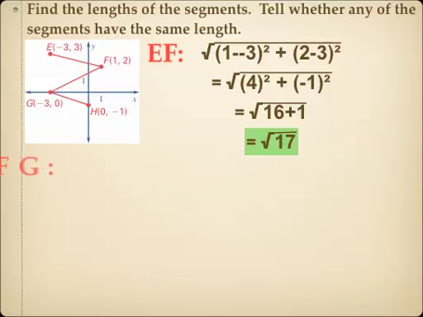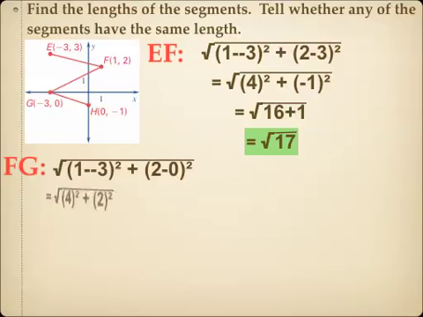Now I'm ready to find the length of segment FG. This time I'm using the point (1, 2) for F and the point (-3, 0) for G. Plug it into the distance formula. The square root of (1 minus -3) squared plus (2 minus 0) squared. Again, you can have them flipped inside each parenthesis. Other than that, though, your x and your y from F need to be either first or second, and your x and your y from G need to be either first or second.